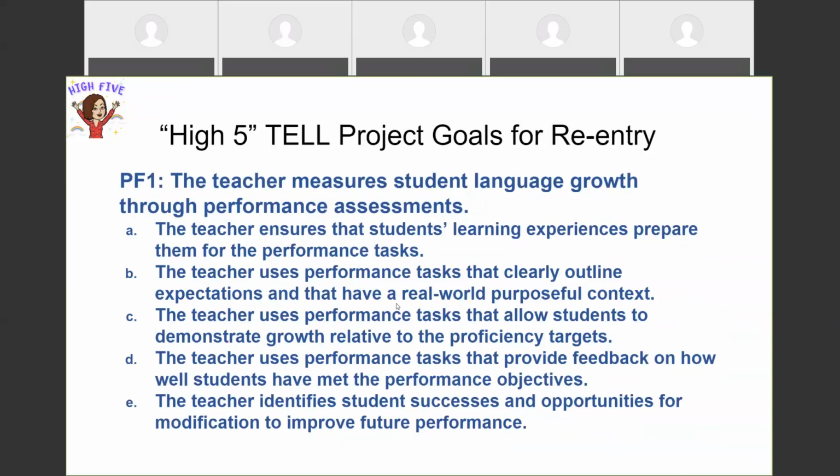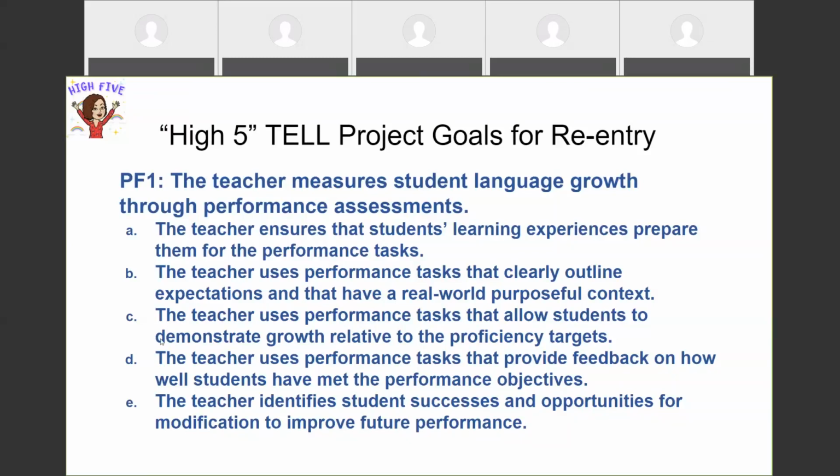So you want to ensure that those learning experiences prepare them for the performance tasks, that you're using performance tasks that clearly outline expectations and have a real world purposeful context, not just because, oh, in the book it said we should do this. No, we want them to actually talk with people from another culture. That's the whole point of using the language.